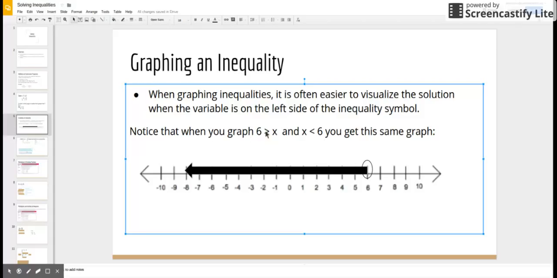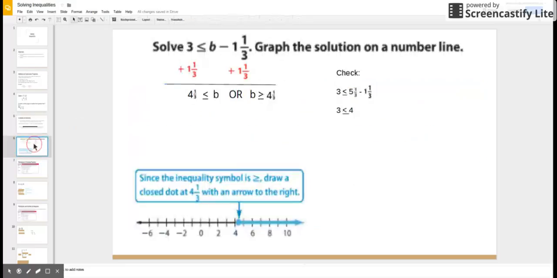Okay, so don't just follow the inequality symbol because that's wrong. If you notice, this inequality symbol is facing the right, but the graph is going left. So don't follow that. You actually need to make sure that you read the inequality the way that it is. So if 6 is greater than x, then x has to be all the numbers that are less than 6.